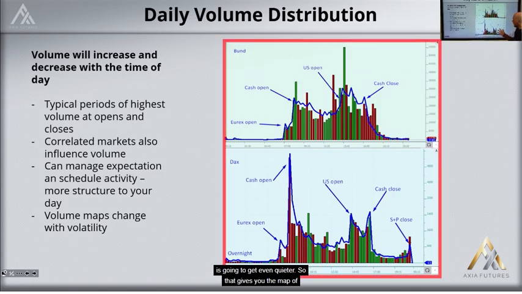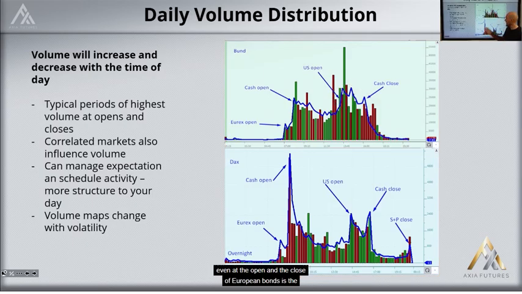So that gives you the map of European equities, so DAX, Euro stocks, very, very similar type structure. European bonds: you actually see more volume come into European bonds as you get into the US session than you do even at the open and the close of European bonds. It's the influence of US data and the US bonds opening that gives that kick up in volume.